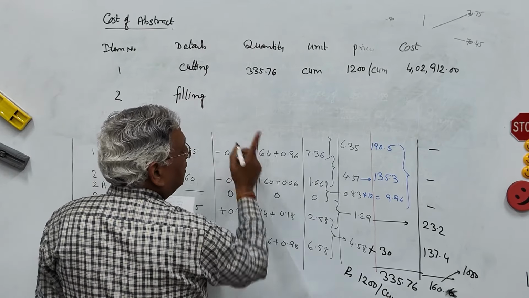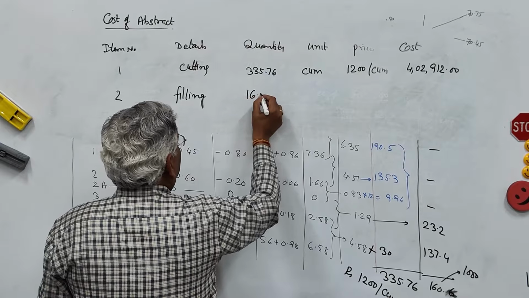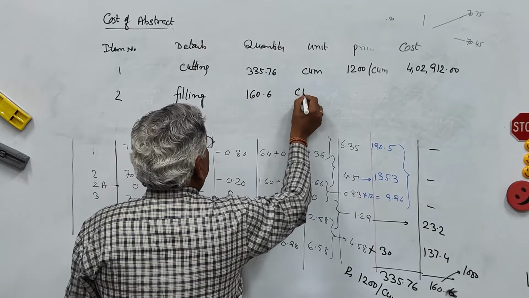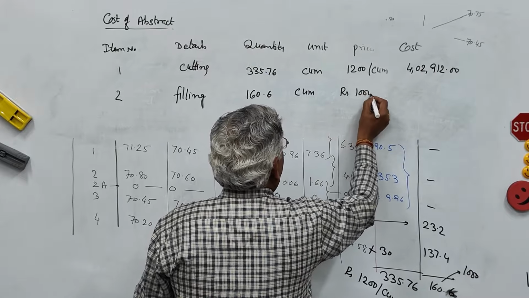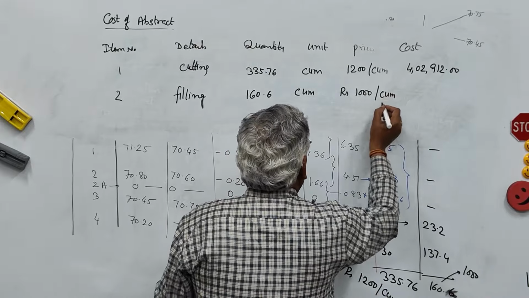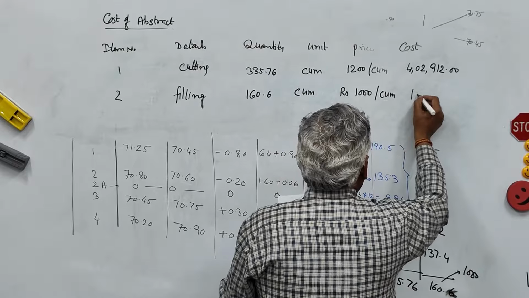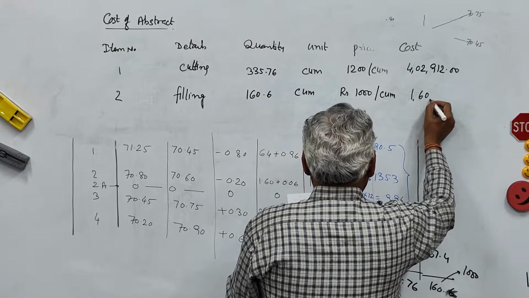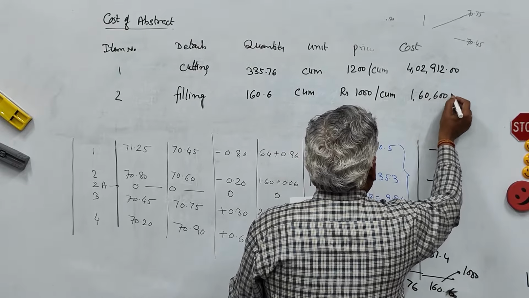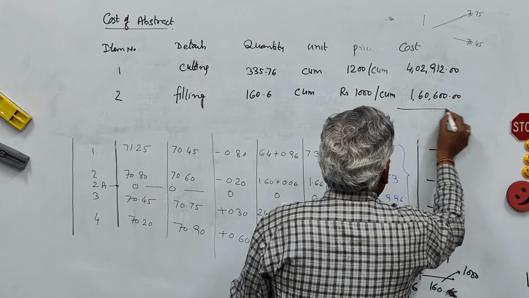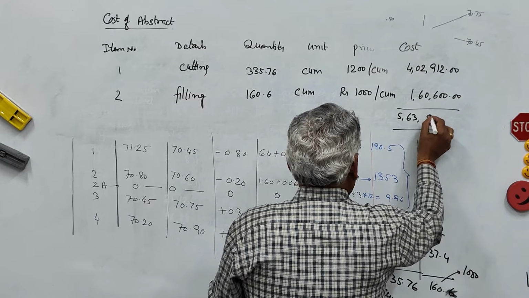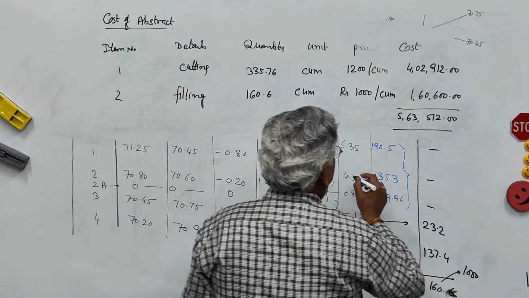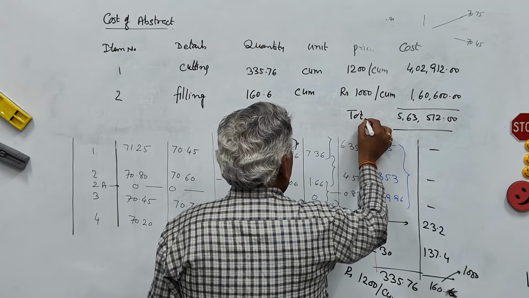The quantity is 160.6 cubic meter. Price is rupees 1000 per cubic meter, and therefore this is 1,60,600. Total is 5,63,512.00. That is the total cost.